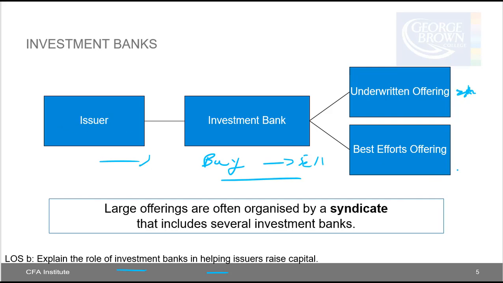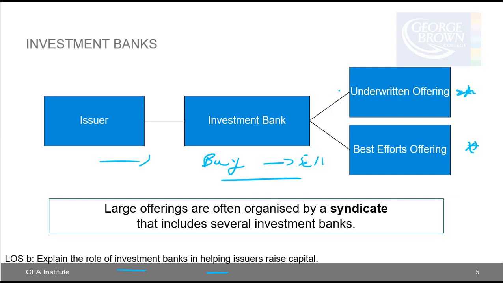But moving on here to a best efforts offering, this is less risk for an investment bank because the investment bank only acts as a broker of the offered securities and does not assume the risk associated with buying the securities.